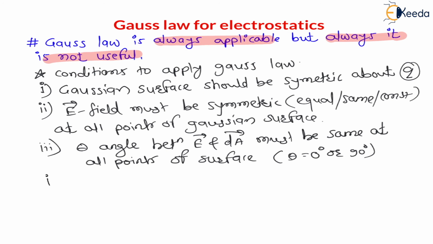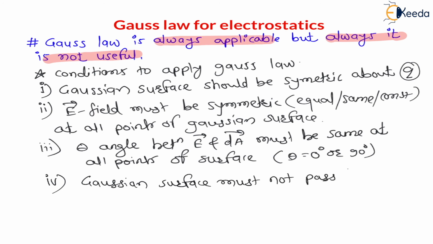And the last condition where we apply Gauss law is that the Gaussian surface must not pass through any charge particle or point charge, right? Meaning the point charge should not be on the surface. The point charge should not be on the Gaussian surface, then only it is applicable or useful, right?